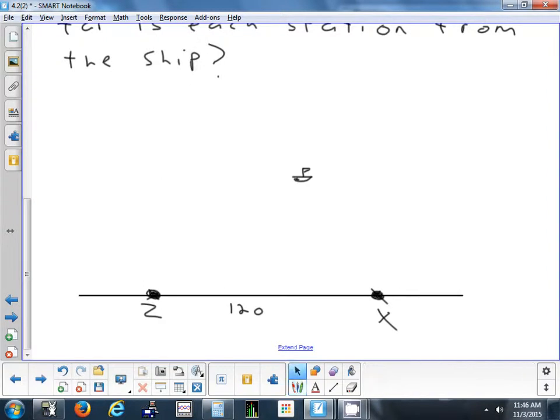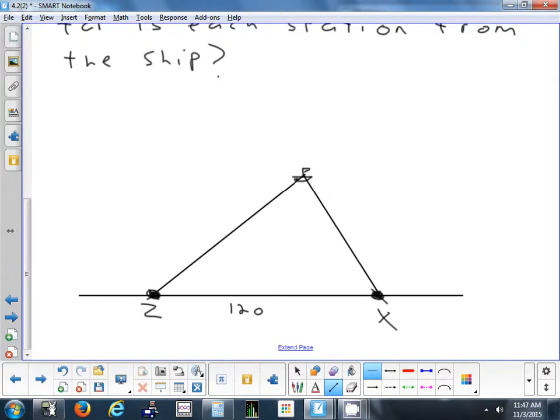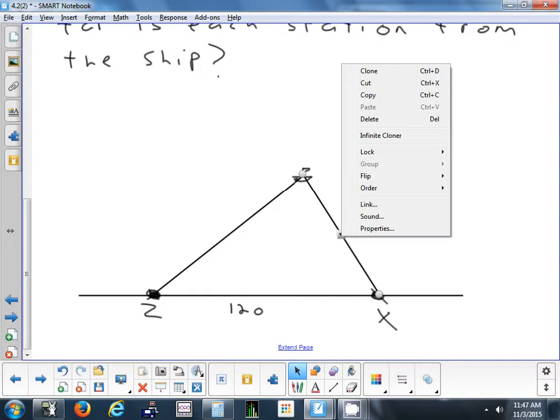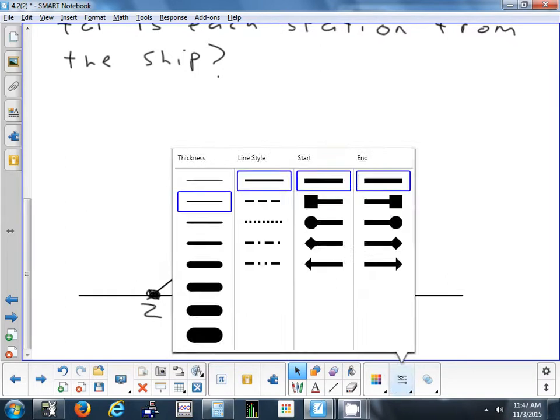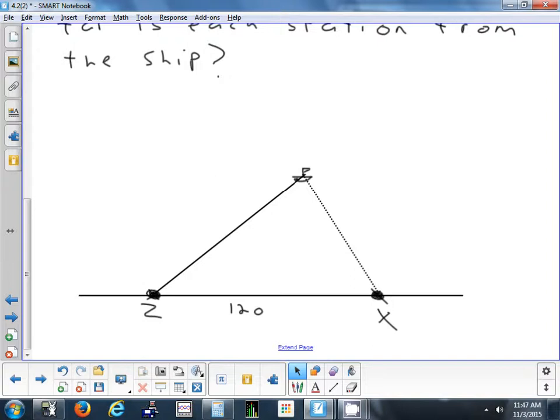And the boat is sending a signal to each station. I'll draw that in as a dotted line. Boat sends a signal to that station and a signal to that station. We don't know if the boat is exactly centered between the 2. Doesn't have to be. And just make that a dotted line. That's the signal.